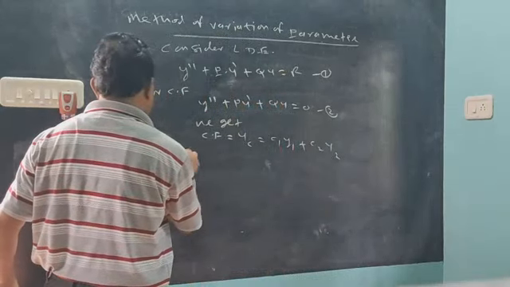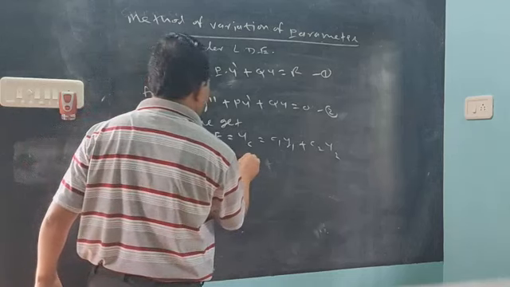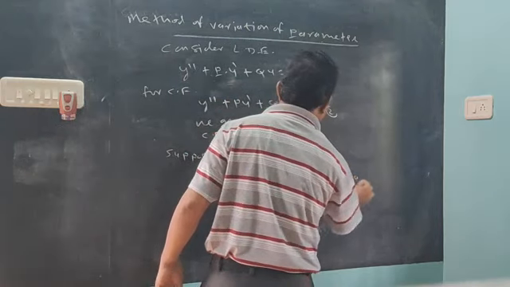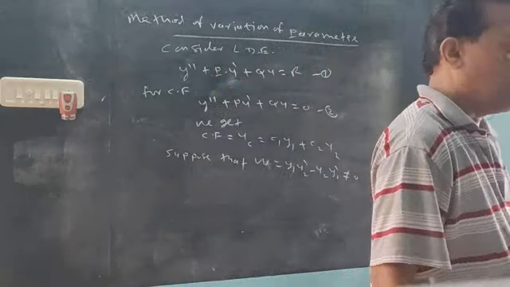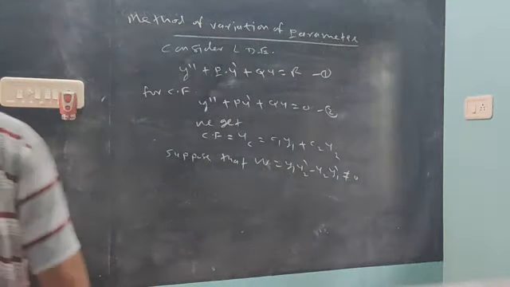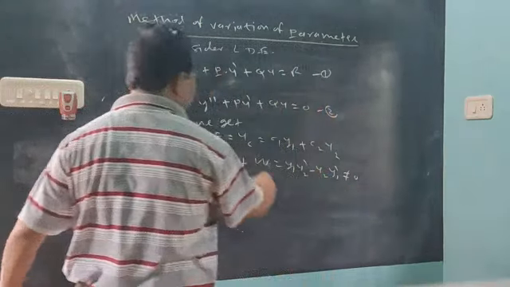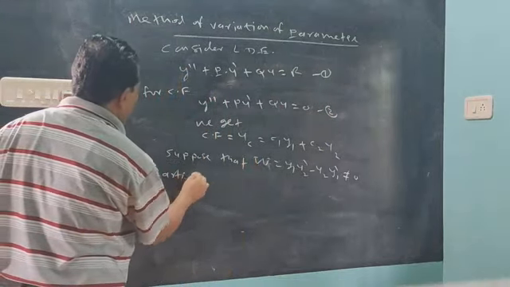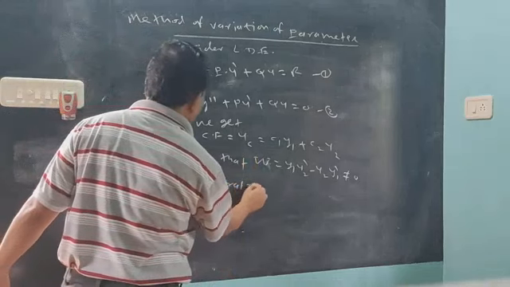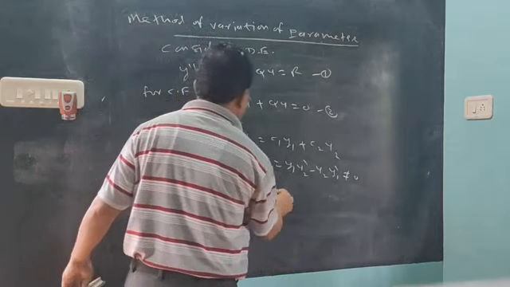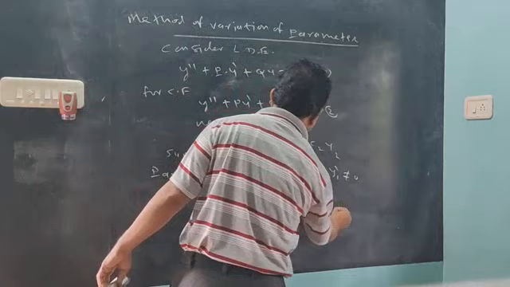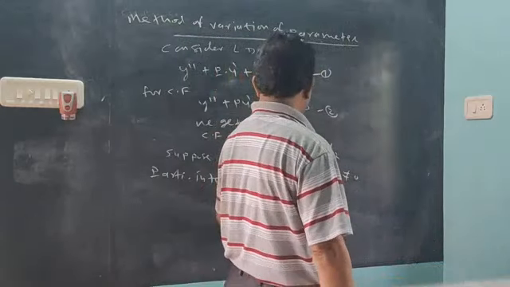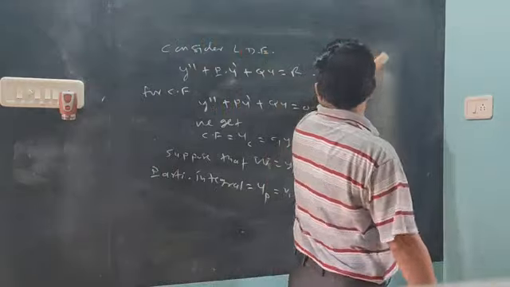Now assume that the Wronskian, y1 into y2 dash minus y2 into y1 dash, is non-zero. I want it non-zero, because otherwise it would be 1 upon 0, infinity, so that's why we assume it. Now the particular solution, or particular integral, suppose is v1 y1 plus v2 y2. The complementary function is C1 y1 plus C2 y2, and the particular solution is v1 y1 plus v2 y2. What are v1 and v2? By the theory.